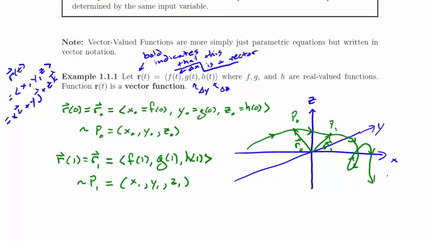So we can actually bring this into thinking about motion in space. If I have an object that's traveling through space, we can say, where is it at different points in time? What is its path of motion? In what direction is it traveling? And we had above here the note that vector valued functions are more simply just parametric equations but written in vector notation. So the vector equation would just be x equals f of t, y equals g of t, and z equals h of t, and we think of these as outputting points equal to x, y, z.